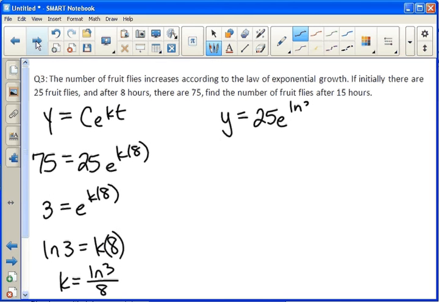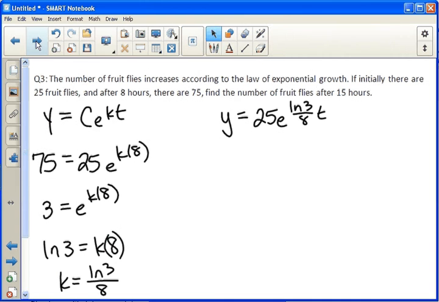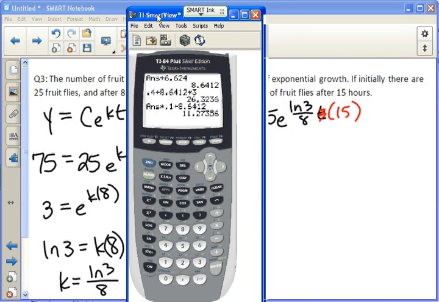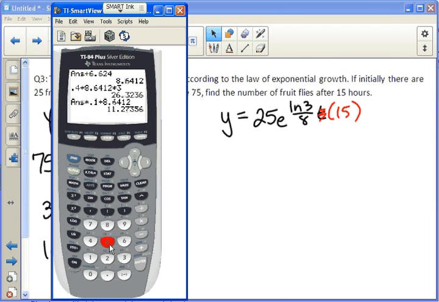And they want to know how many fruit flies there will be in 15 hours. So all I do is plug in 15 for t and see what that gives me. So 25 times e raised to the natural log of 3/8 times 15. I get 196.129.